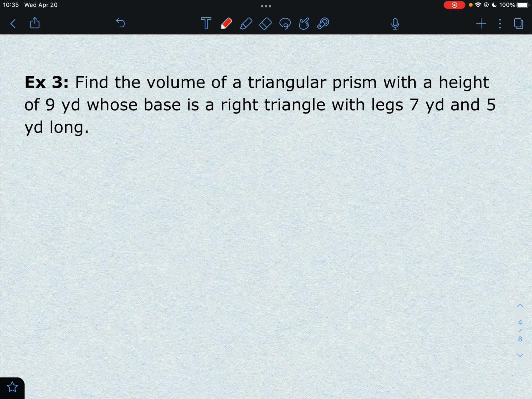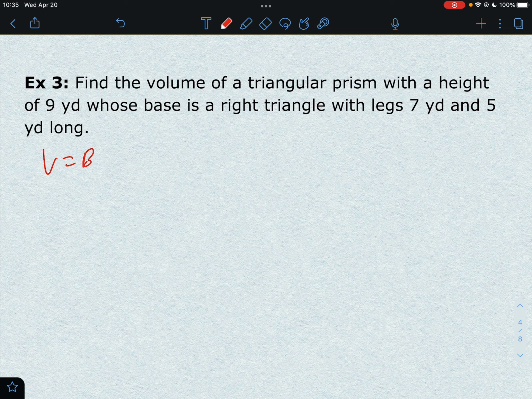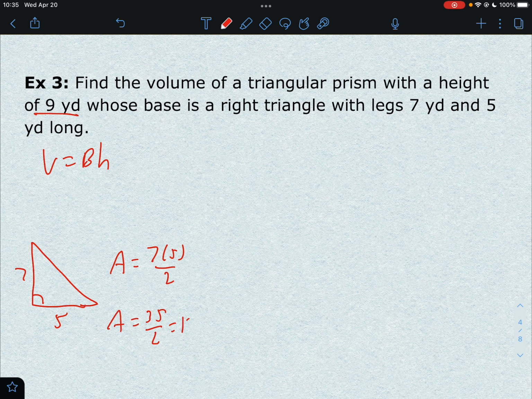Example 3, now we have a triangular prism. So it's still going to be area of the base times height. The height is 9, so we got that. And the base is a right triangle whose legs are 7 and 5. So the area of that is going to be 7 times 5 over 2, which is 35 over 2, or if you prefer, 17.5. So our volume is going to be 17.5 times 9. If we type that into our calculator, we should get 157.5 cubic yards.